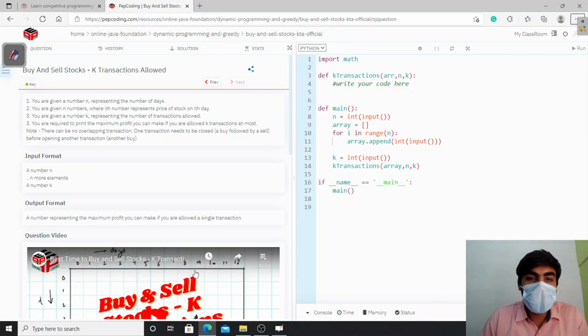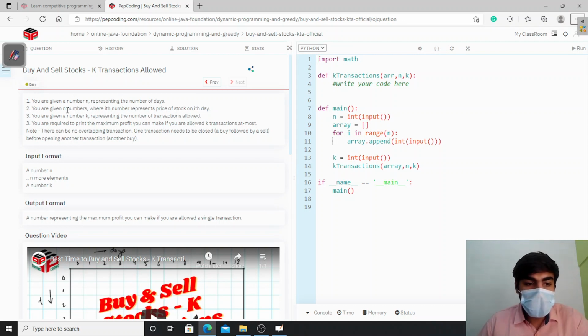In this video, we are going to discuss our last question of our buy and sell stock series, which is buy and sell stock K transactions allowed. So, firstly, we discuss the question and then we move to our approach. What is given in the question: you are given a number which represents the number of days.